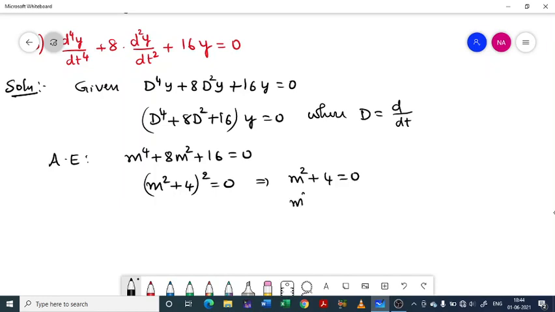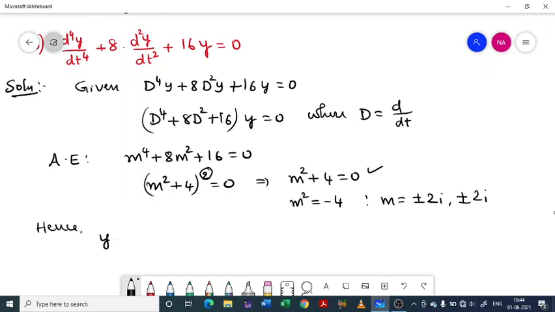So m square equal to minus 4, so m equal to plus or minus 2i, and I said twice there, so again I have to write 2i, because we have here twice. So this appears two times, right?